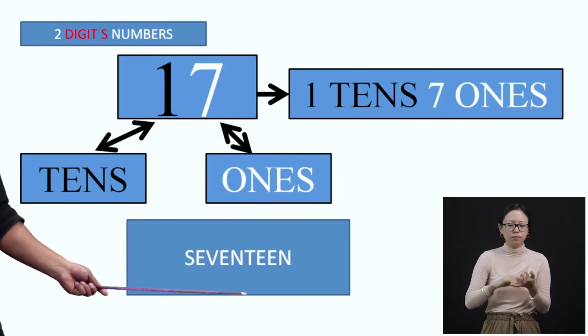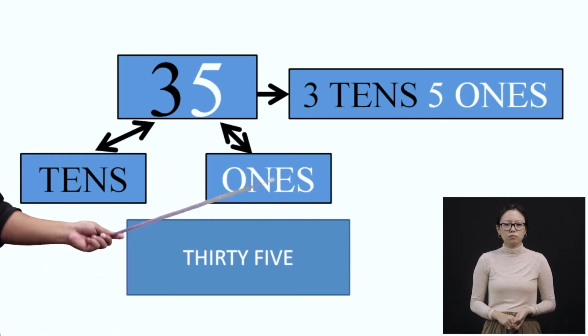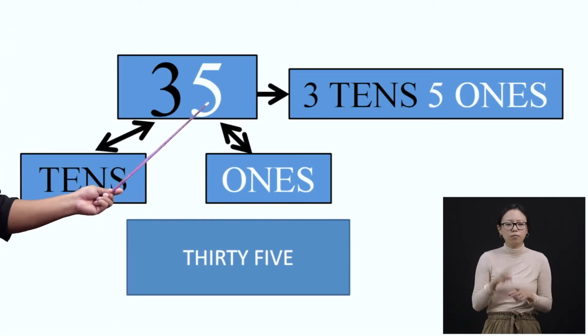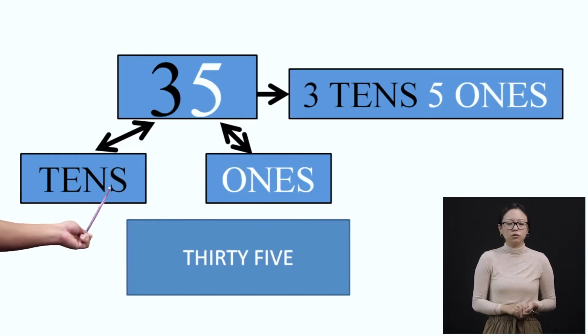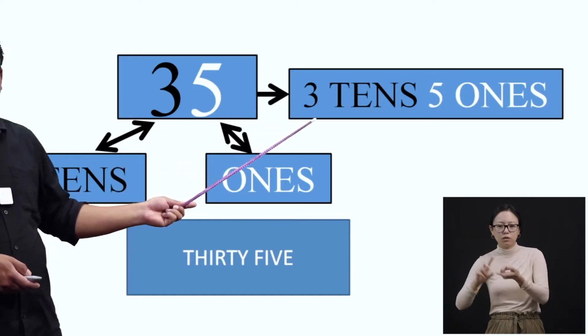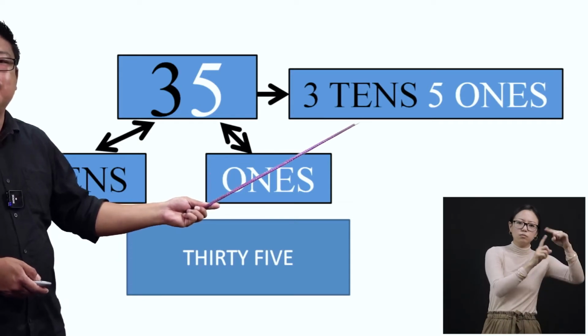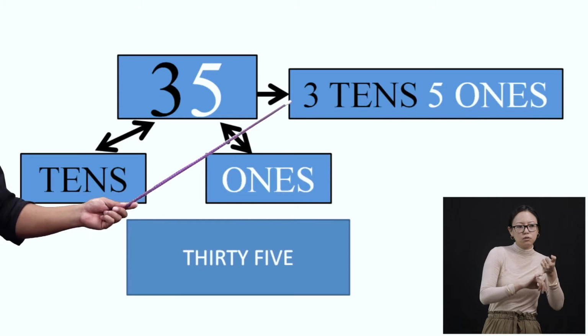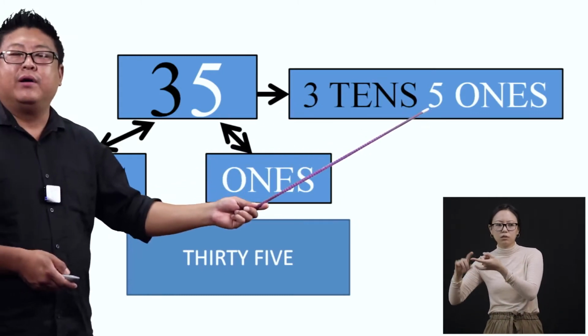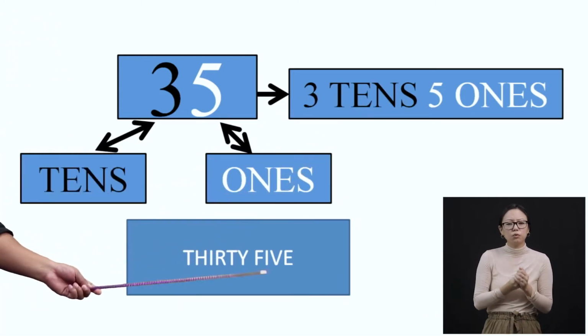All right, children? So let's look at another example. We have 35. 5 is in ones place. 3 is in tens place. So we can read this number as 3 tens, 5 ones. All right? So if we combine 3 and 5, we get 35.